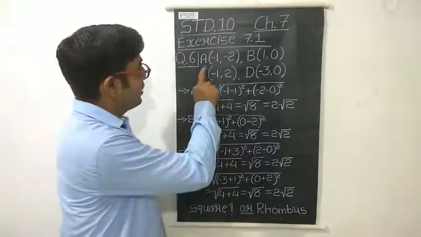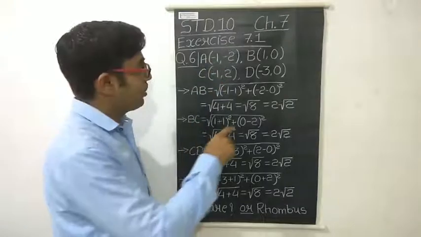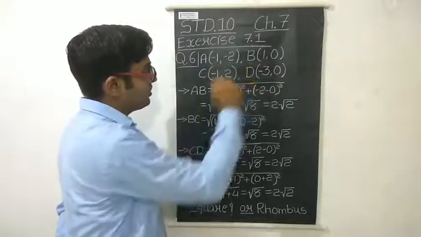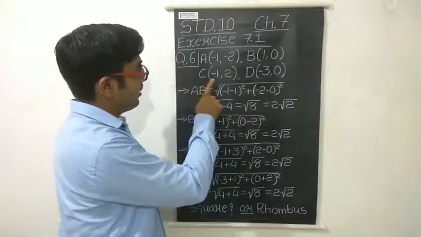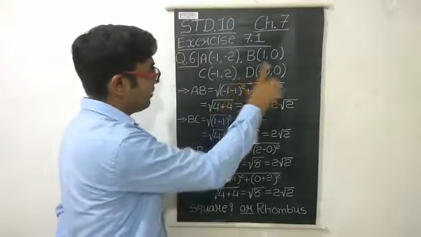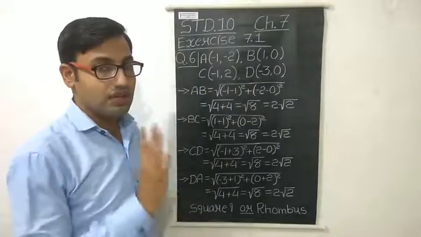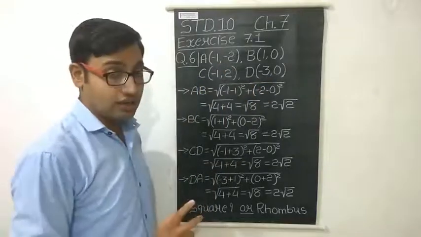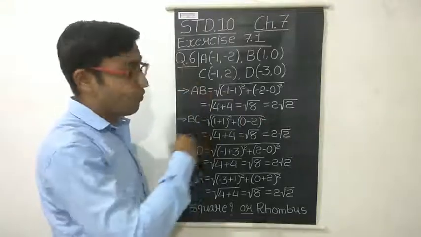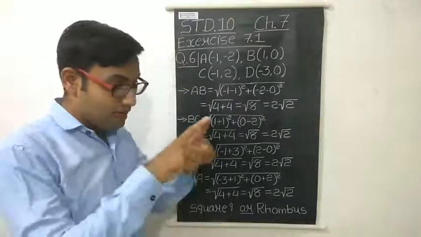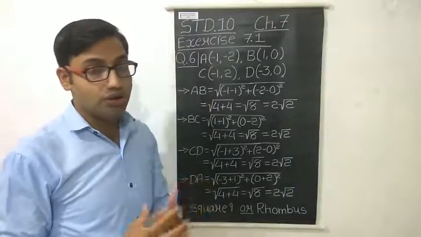Point A has the coordinates -1, -2. Point B has the coordinates 1, 0. C has the coordinates -1, 2 and D has the coordinates -3, 0. So here we have given the 4 points. Now we have to check whether all these 4 points form a quadrilateral or not.